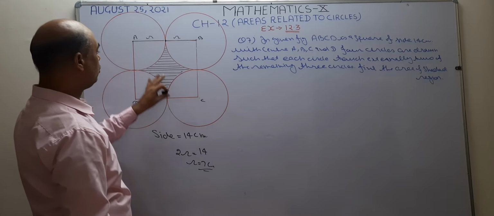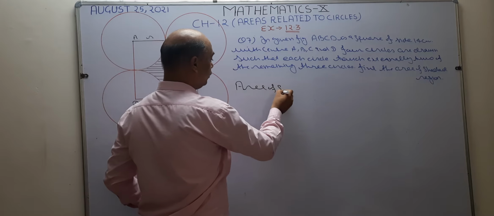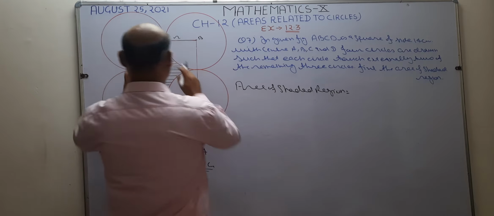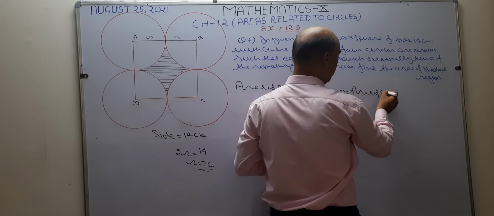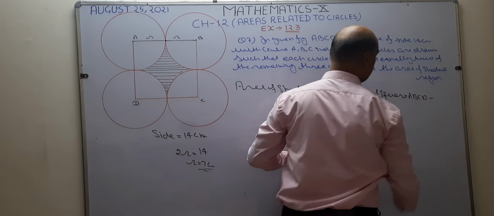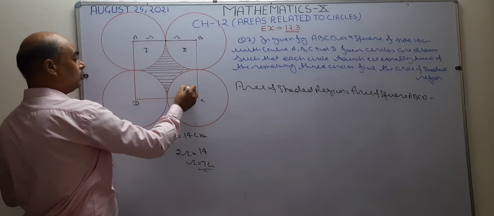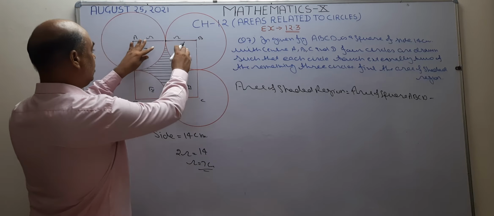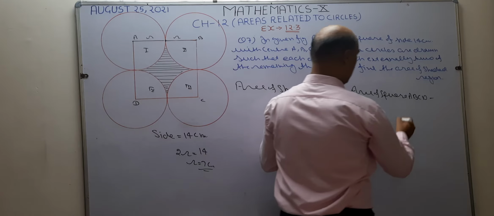Now in this question we are going to find the area of the shaded region. So write here: area of shaded region. This shaded region lies inside this square. Area of square ABCD is the complete figure. Minus, I want to subtract these four quadrants: 1, 2, 3, 4. Four quadrants are there. From the complete square, if I subtract these four quadrants, then the remaining portion is the shaded region. So area of shaded region becomes area of square minus 4 times area of quadrant.